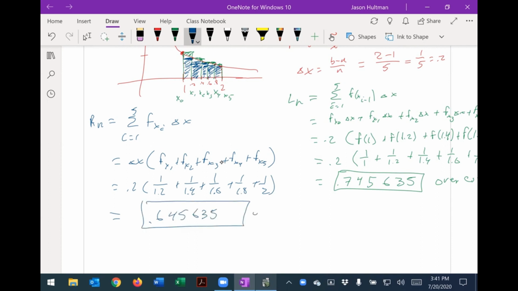Okay, underestimate. And we could already figure out what the true answer is, but that's not the point here. We'll compare that to what the true answer is in a little bit when we talk about error bounds.